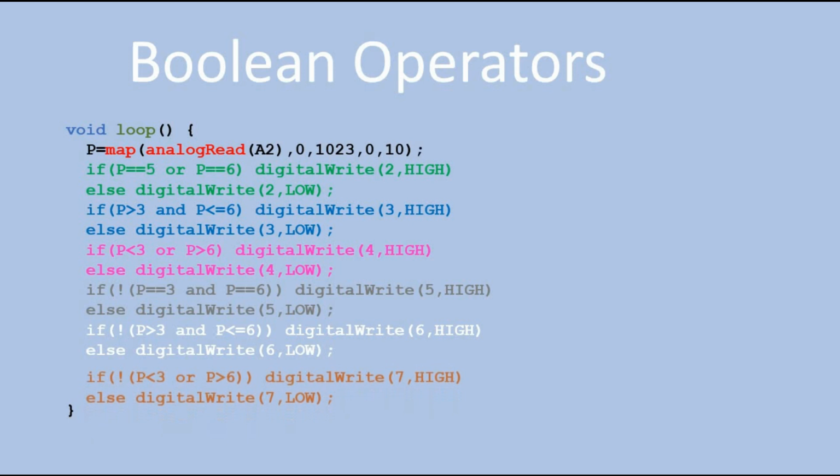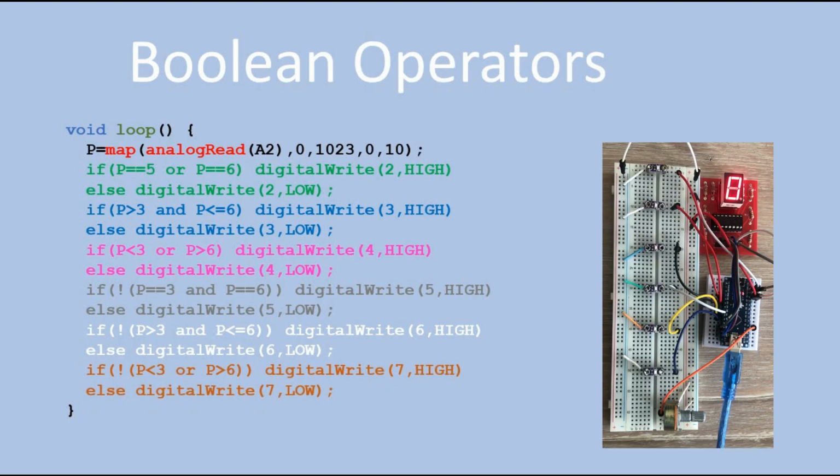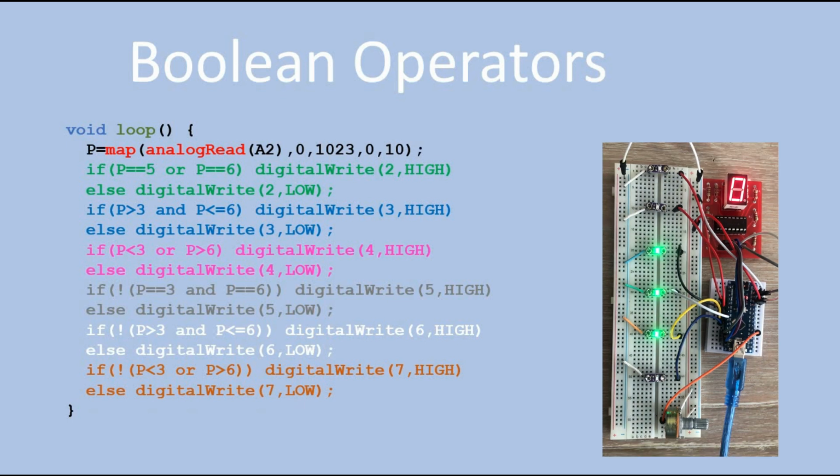So now, let's load the code and see if it is controlling the LEDs in line with the programmed-in conditions. At the start, at the position 0, we have LEDs 3, 4, 5 on. As P is smaller than 3 or larger than 6, P is not equal to 5 and 6, and P is not larger than 3 and smaller or equal to 6. I will slowly go through all the other positions and you can check if LEDs are behaving as expected.